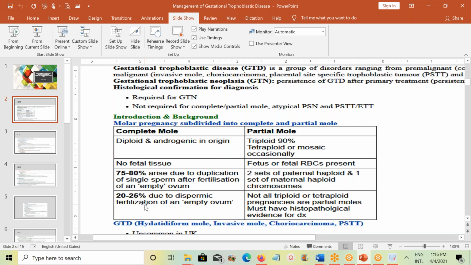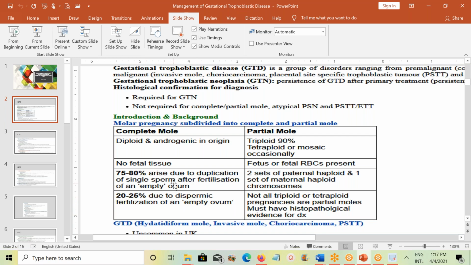One sperm enters, and the genetic composition will be 46,XX. So what is the difference? Sorry to interrupt you, Dr. Aisha. What is the difference between the 75 to 80%, which is due to duplication of a single sperm, and the 20 to 25% due to dispermic fertilization? Is it not the same? No, they're not the same.